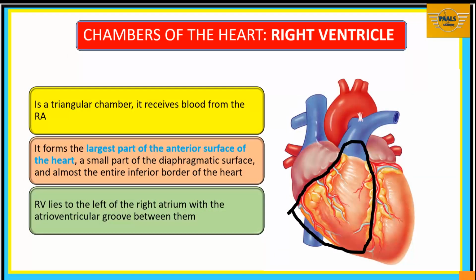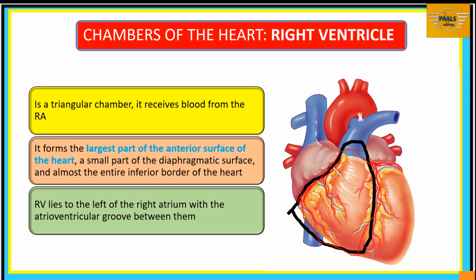So we'll continue with the right ventricle. Now, the right ventricle is a triangular chamber. From this view, we can see the triangular shape is already outlined in our image here. So this is a region of the right ventricle. It forms the largest part of the anterior surface. As you can notice, of all the chambers that are seen in the anterior surface, it gives the highest contribution, and then it gives a small part of the diaphragmatic surface and almost the entire inferior border of the heart.